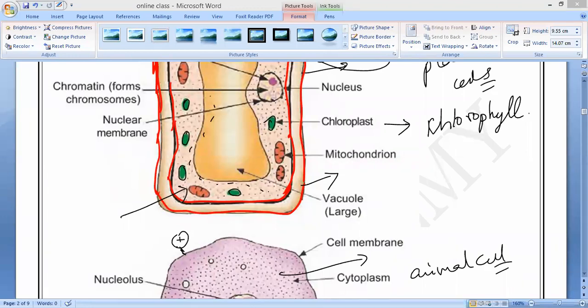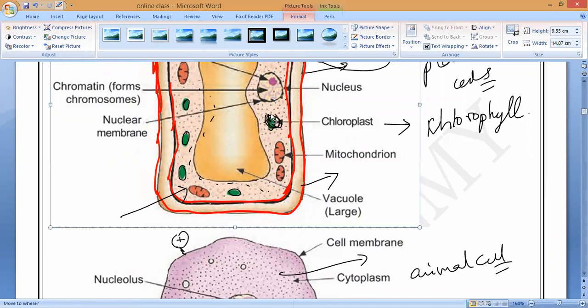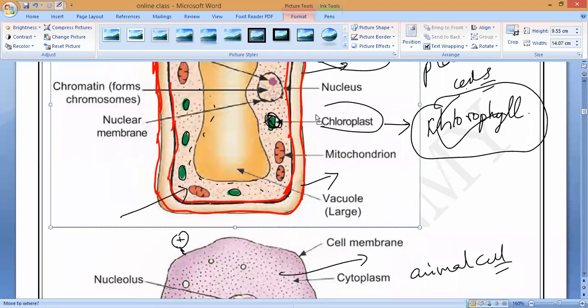But if you observe, inside this chloroplast we have some green color pigment. What is that called? Inside, hundreds of chlorophyll substances are present. Hundreds of chlorophyll combined together, that is what we call a chloroplast. Understand? Hundreds of chlorophyll combined together is called chloroplast.